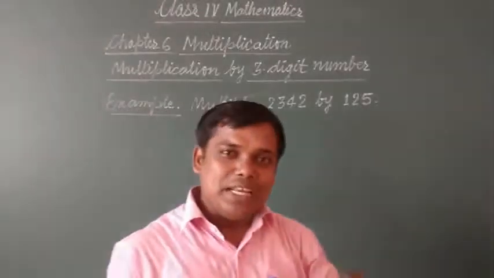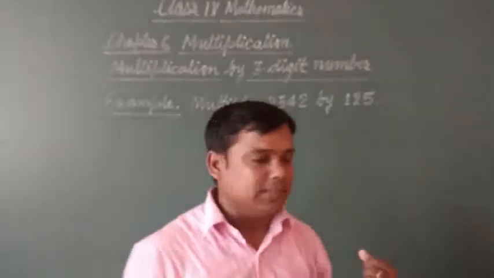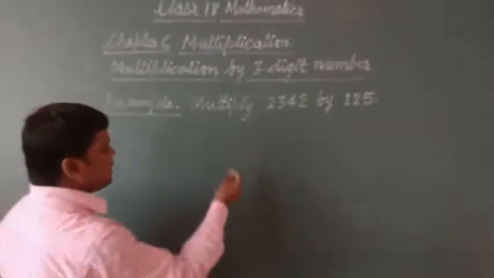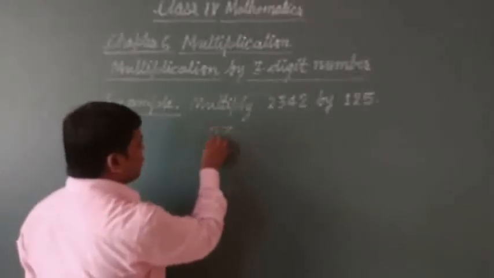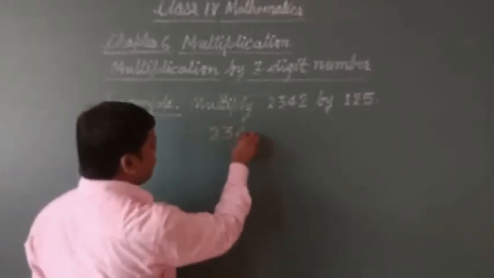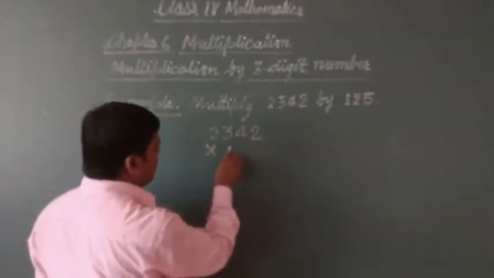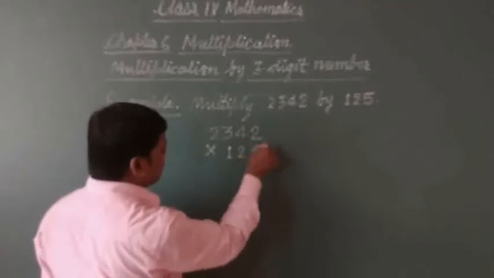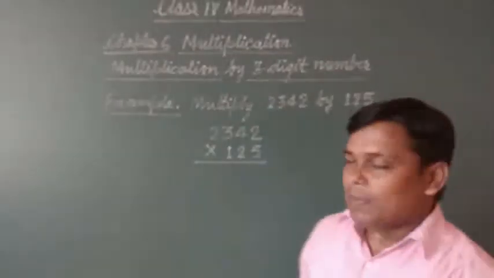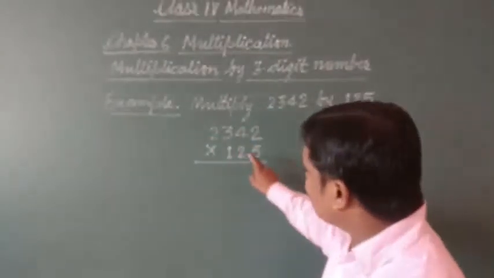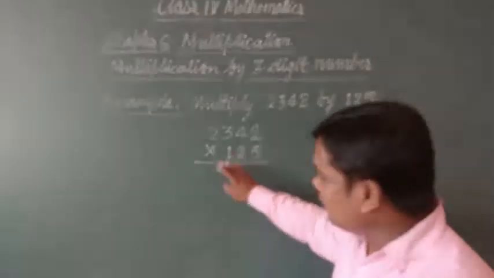I know many of you know how to multiply it. Even then, you see, I am telling here. So we will write these two numbers in this way: 2342 multiplied by 125. Now we will multiply this number by each digit of this number separately and we write below.